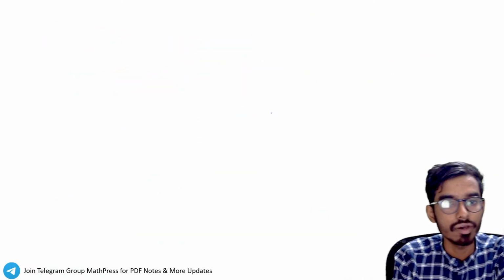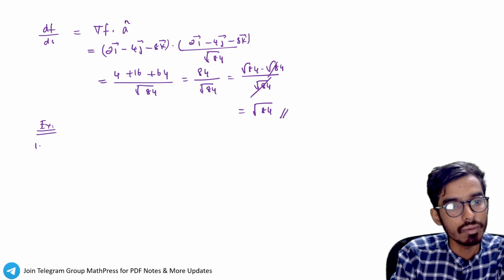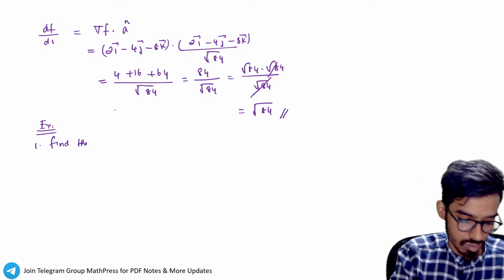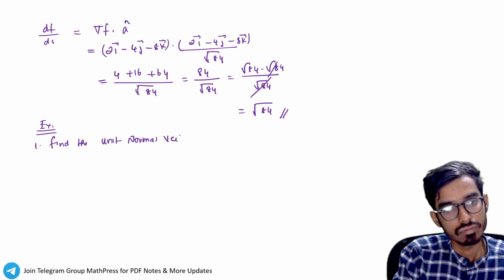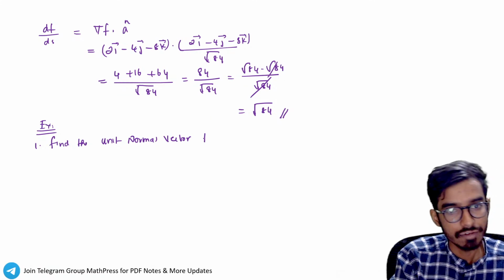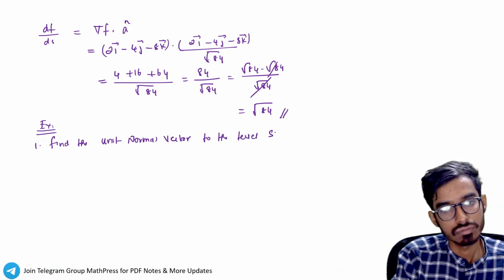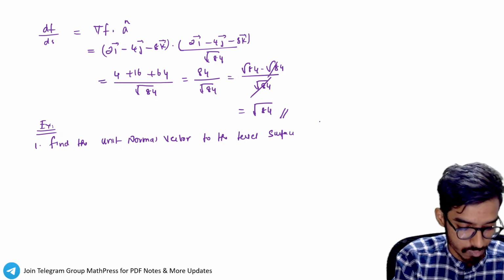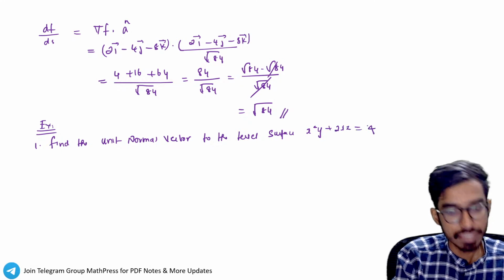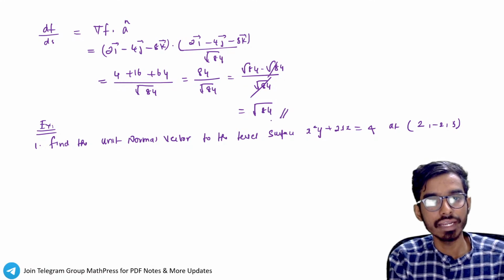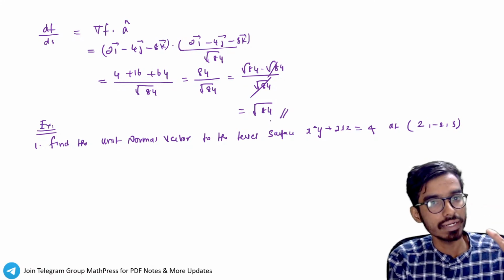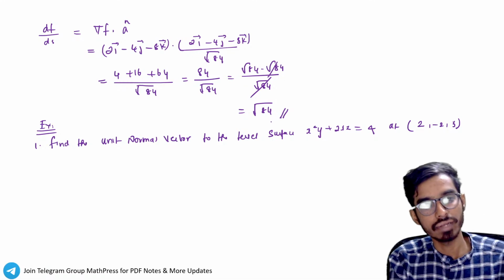So I'll give you an exercise problem. Find the unit normal vector to the level surface x squared y plus 2xz equals 4 at the point (2, -2, 3). You find the normal vector, and after that you normalize that vector. So for example, you find the normal vector, take that as n, and you normalize that.